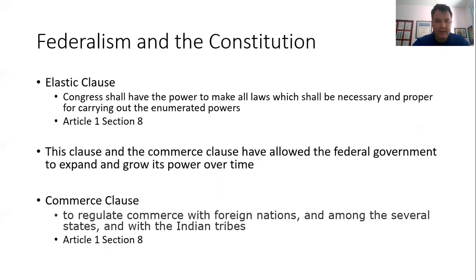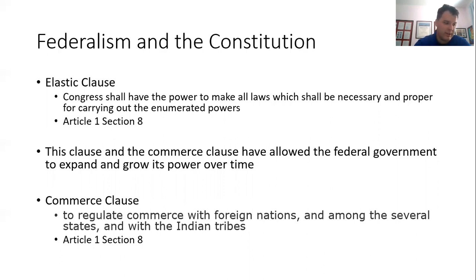Now, in that same section, you have the Elastic Clause, which gives Congress the power to make all laws which shall be necessary and proper for carrying out these express powers. Sometimes it's called the Elastic Clause, sometimes it's called the necessary and proper clause. Basically, let's say if we're going to collect taxes, the government probably needs to have an organization that collects taxes. So you have the IRS.